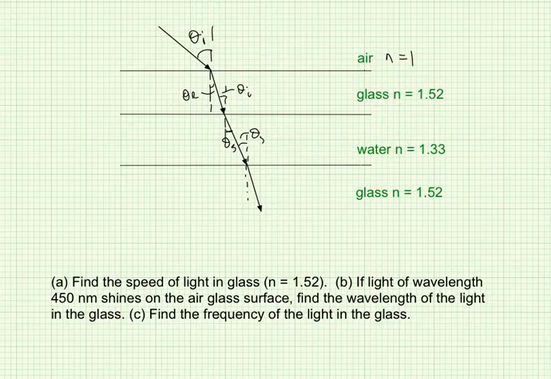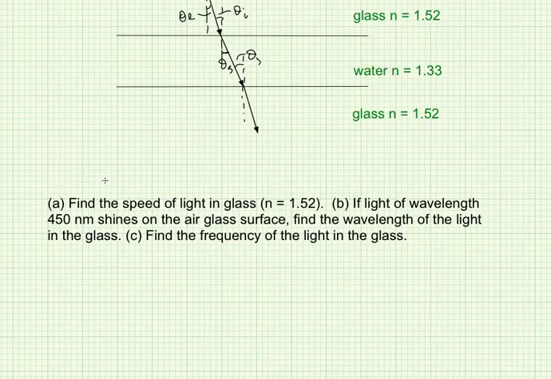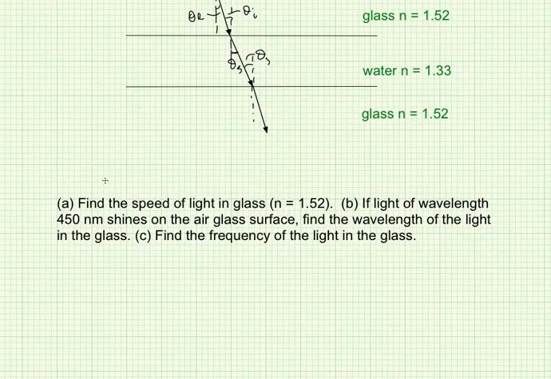All right, let's do some math associated with this. It says, find the speed of light while it's in glass with an index of refraction of 1.52. All right, so let's do A. I know the index of refraction of the glass is going to equal the speed of light divided by the velocity in glass.